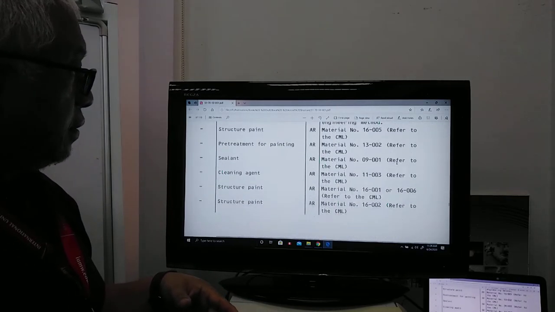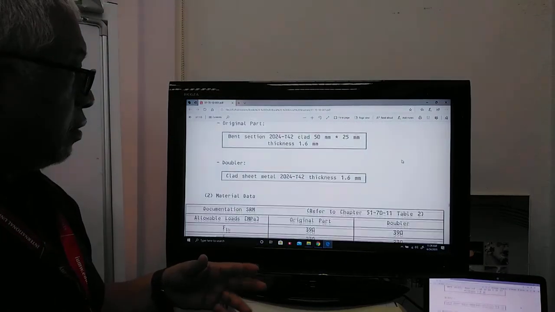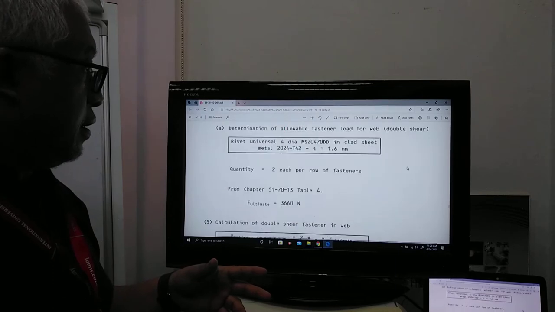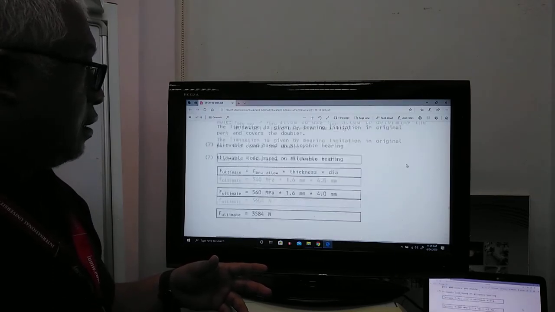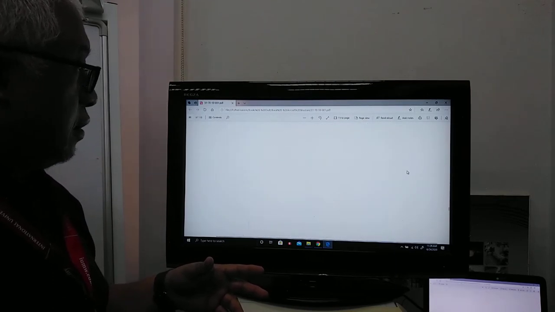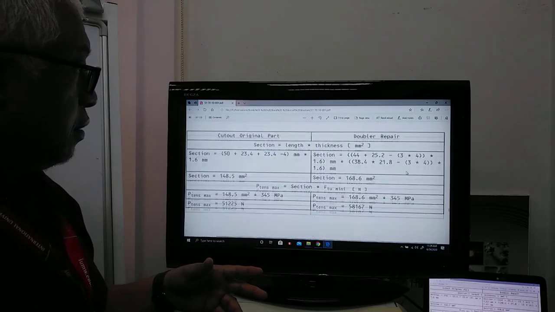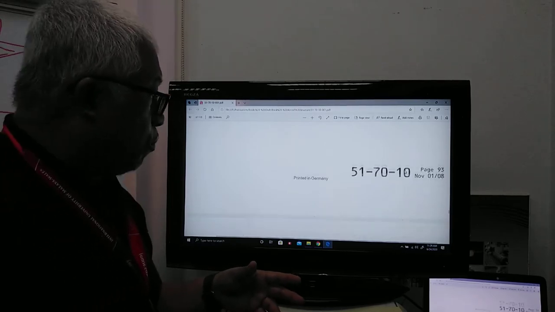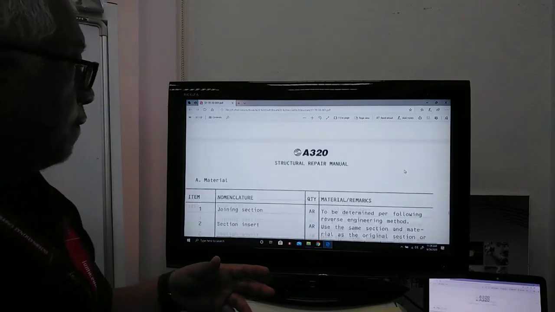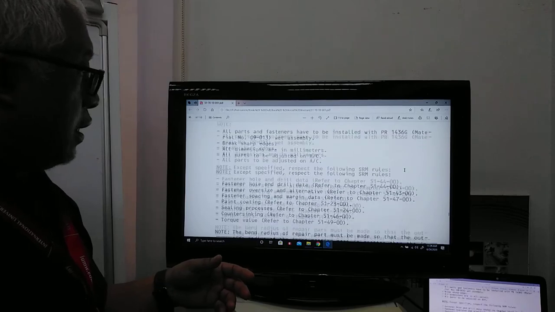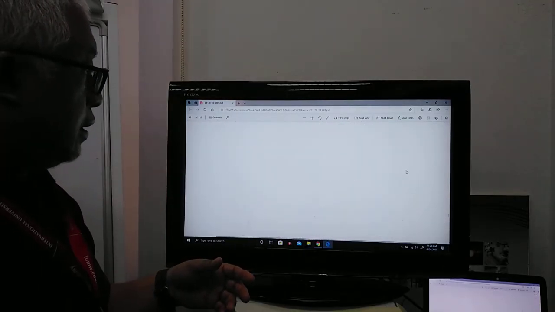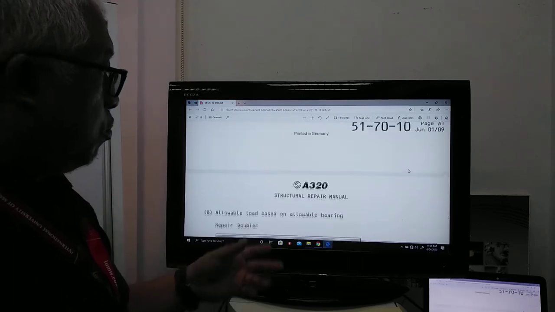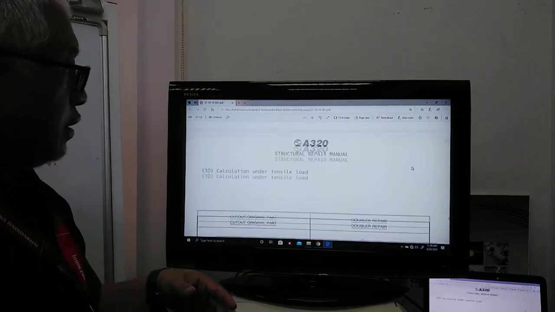Another section. Mostly all the repair concepts are about section repair: L section, T section, U channel, I channel. That is a T channel, this is an I channel, I section. Let's look at it. It's almost down to the last portion of this.